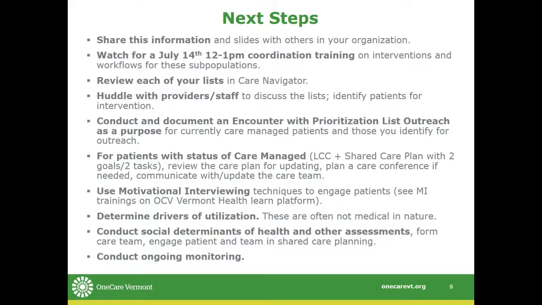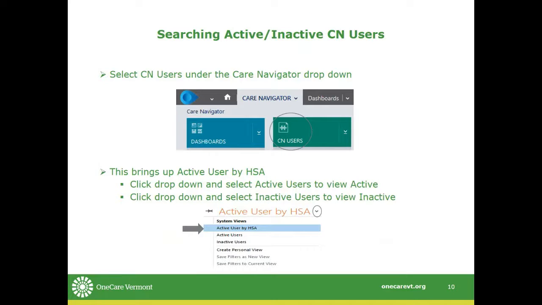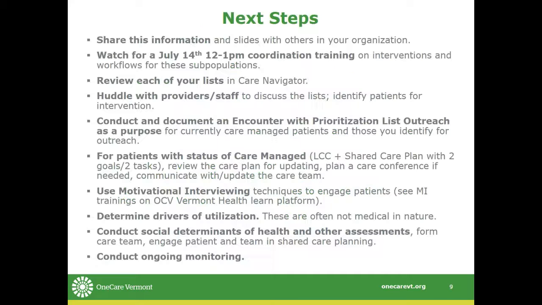And as you evaluate these patients, and we'll talk more about this in our care coordination training in July, really look at determining the drivers of that utilization. And very often, this is not medical in nature, even though folks may have multiple medical conditions happening. You conduct social determinants of health and other assessments, form the care team, engage the individual throughout that process and in the shared care planning, and then conduct ongoing monitoring. So those are just some really quick next steps. I would say focus on sharing this information and the slides, watch for that training and sign up for it or attend it, and then review your list and start some of those initial next steps.